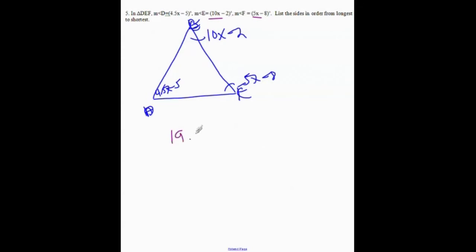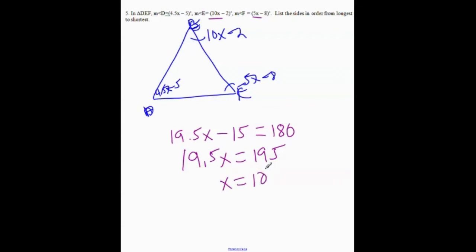So I have 19.5x, and I have negative 5, negative 2, negative 8. So that gives me minus 15 is equal to 180. I set it equal to 180 because they all add up to 180. I'm trying to get the angle sizes so I can tell which sides are the biggest. Add 15 to both sides, so I get 19.5x is equal to 195. They're very kind in the numbers because the x comes out to be a nice easy 10.